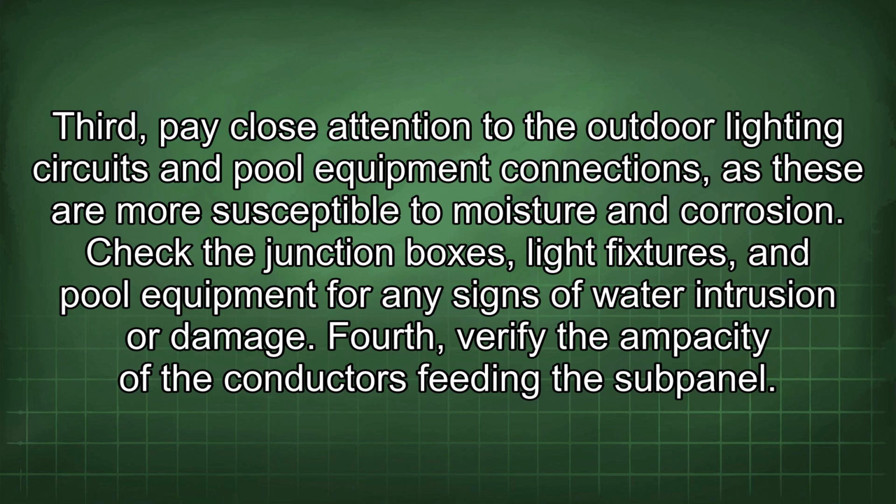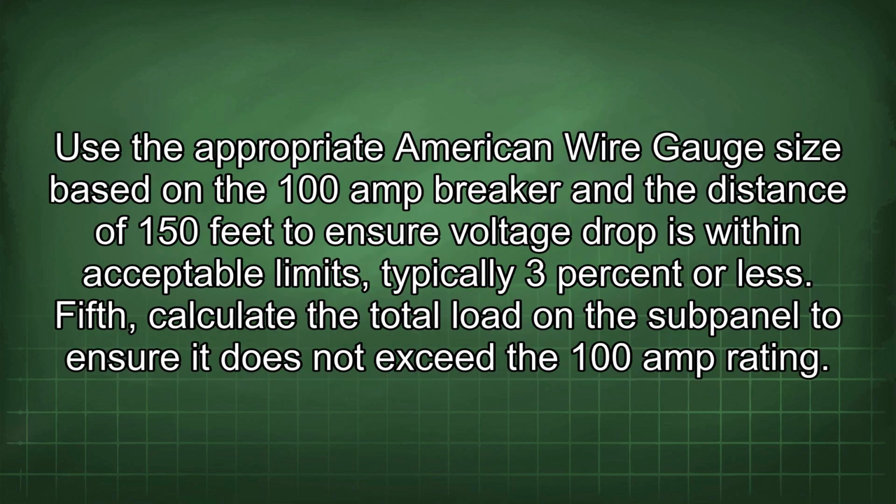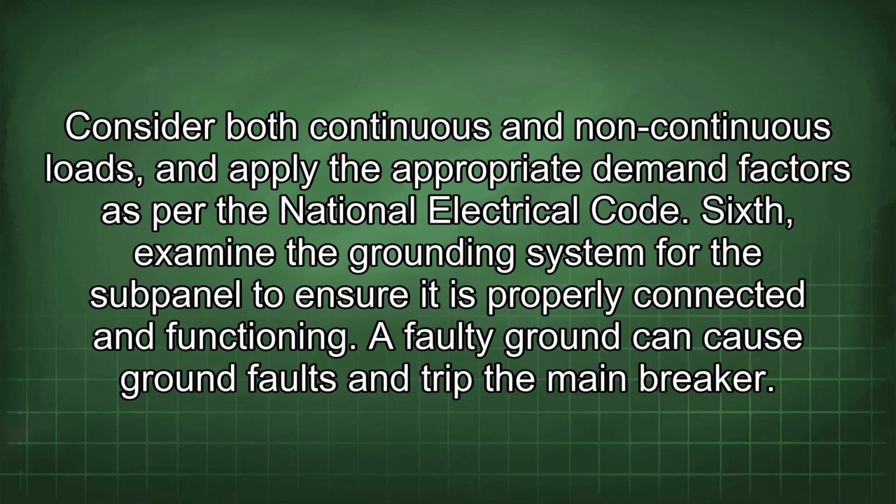Fourth, verify the ampacity of the conductors feeding the subpanel. Use the appropriate American wire gauge size based on the 100 amp breaker in the distance of 150 feet to ensure voltage drop is within acceptable limits, typically 3% or less. Fifth, calculate the total load in the subpanel to ensure it does not exceed the 100 amp rating. Consider both continuous and non-continuous loads, and apply the appropriate demand factors as per the National Electrical Code.